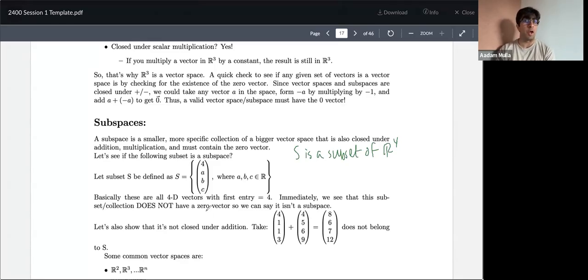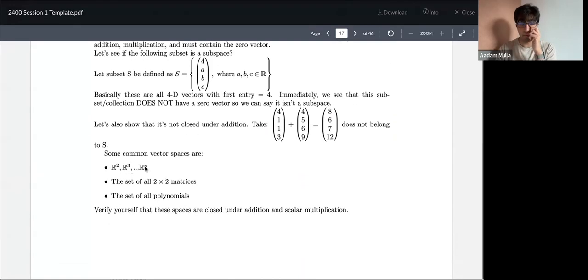Hopefully you guys can see that this is not a subspace. Why? Because look at this example right here. Here is a vector that belongs to S, because its first element is 4. Here's another vector that belongs to S, but the output vector, when we add them, does not belong to S, because its first element is not 4. That's how you can tell if something is not a subspace: you just find one counterexample and prove it like that. To show something is a subspace or a vector space, you have to do a general solution, which we'll see examples of.